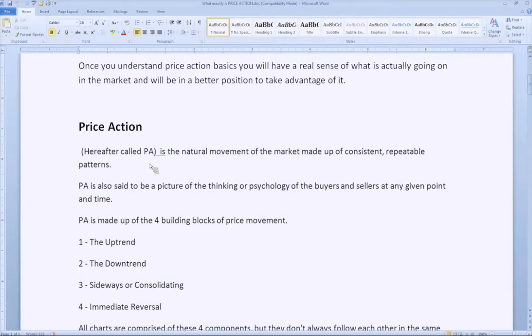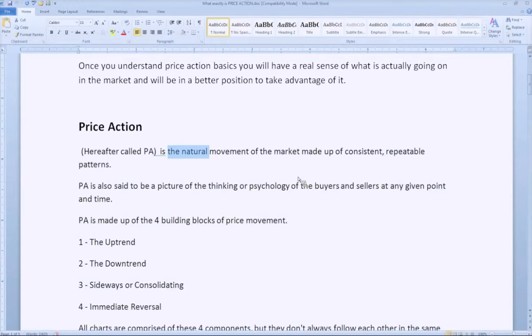Okay, so price action, and this is my definition now. Price action is the natural movement of the market made up of consistent, repeatable patterns. The reason I call it the natural movement of the market is that the part of nature involved in making all this happen is human nature. Humans are creatures of habit. It's ingrained in us. When you wake up in the morning, you put the same sock on the same foot first, and you've been doing it for years, and it probably never dawned on you which one you were doing first.